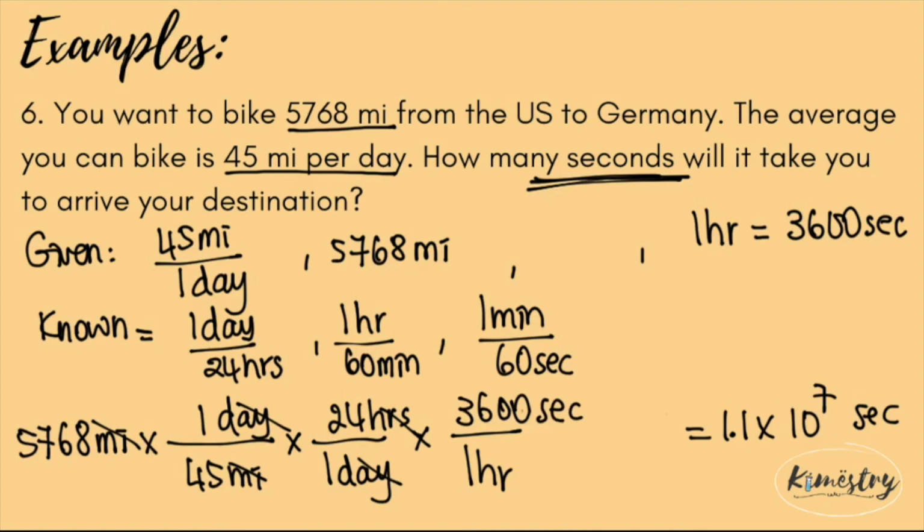If you don't want to start with mile, like I said, I prefer starting with that because there's no unit on the bottom. It's easier for me to see which conversion factor to use to cancel the mile out. But you can also start with 45 miles per day or 1 day per 45 miles, as long as you get to the right unit that you want at the end. So that's it about dimensional analysis word problems from me. I hope it is really helpful for you.